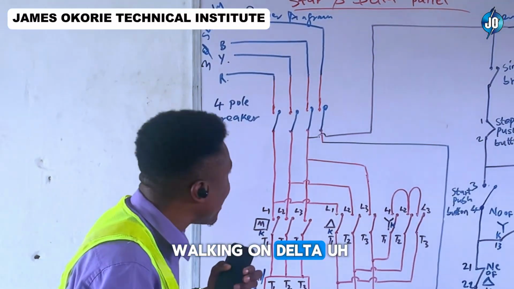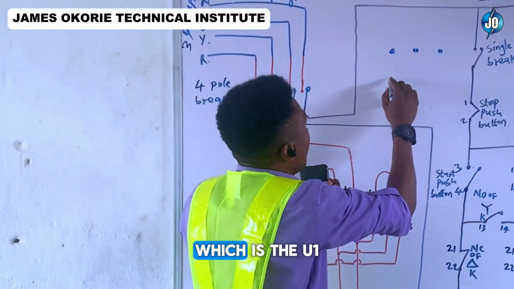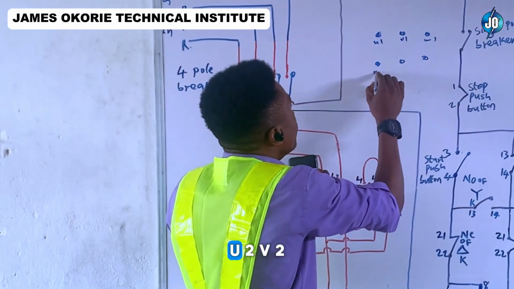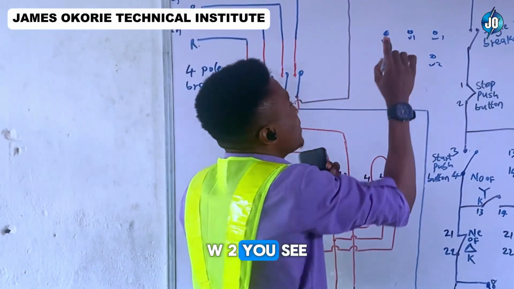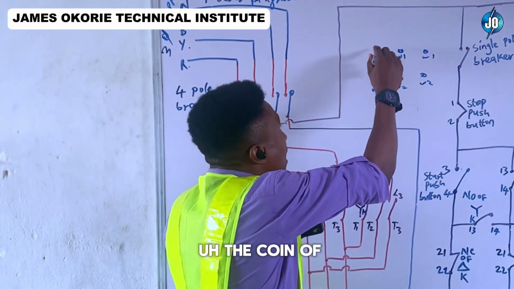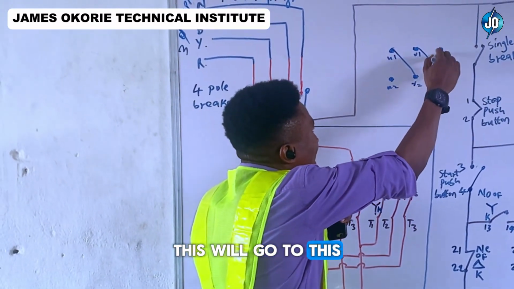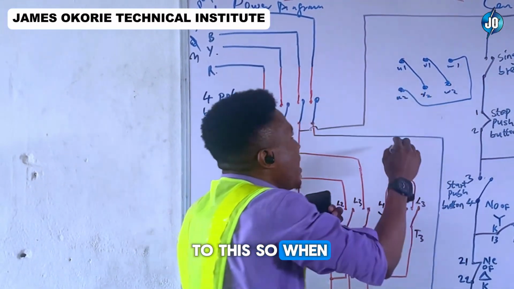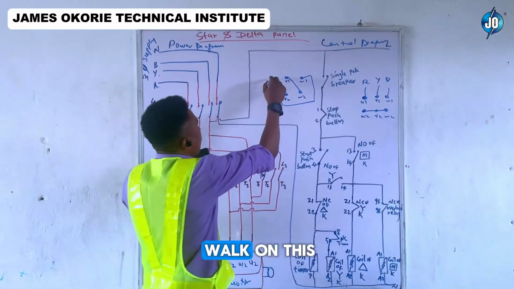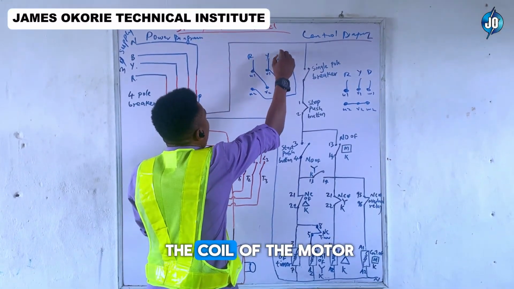Because if you are working on delta configuration, you see that we have 6 terminals here, which is the U1, V1, W1, U2, V2, W2. You see that in delta configuration, the coil of this will go to this, will go to this, and this will go to this. So when you look at this, you see that this has been established here in a way that the red phase can work on this, yellow phase can work on this, blue phase can work on this, but this is actually the coil of the motor.